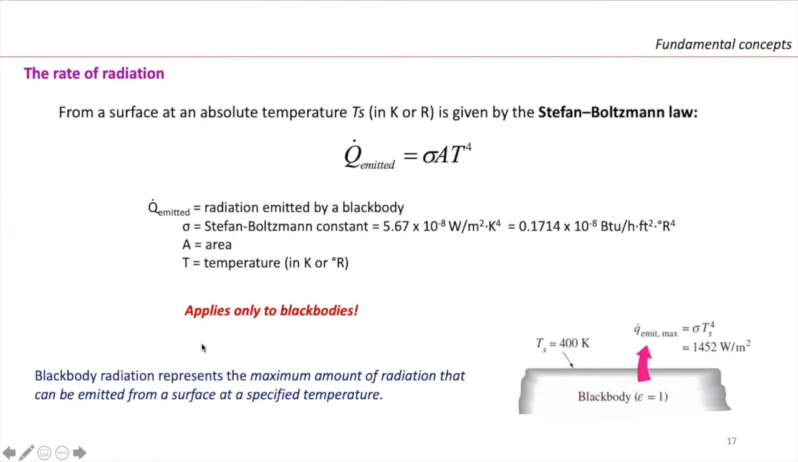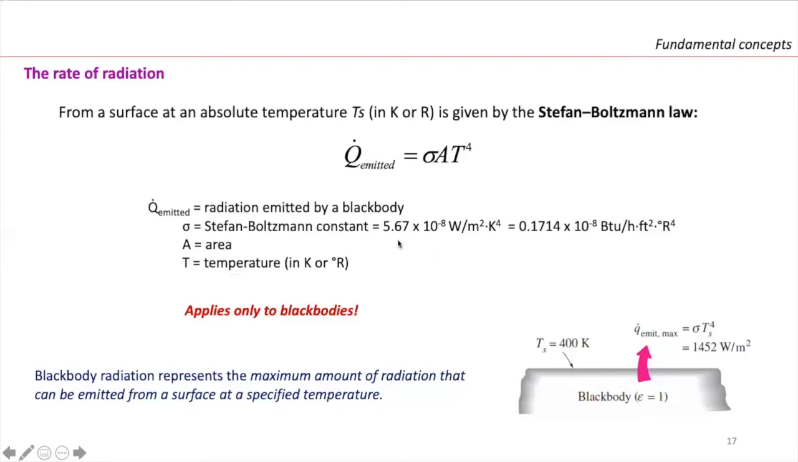What is a black body? Black body radiation represents the maximum amount of radiation that can be emitted from a surface at a specified temperature. So it's the max amount of radiation a body can emit at a certain temperature. That's the idealization of a black body. And to evaluate the rate of radiation like a black body, we use this form of the Stefan Boltzmann law.